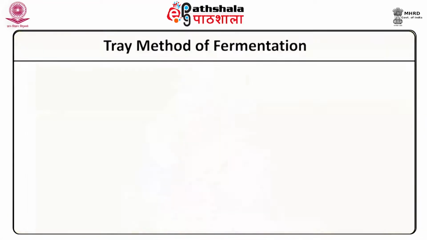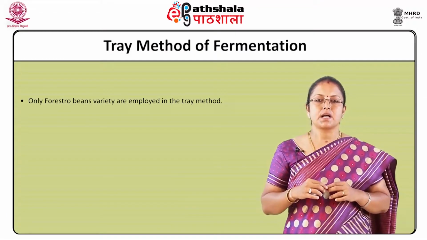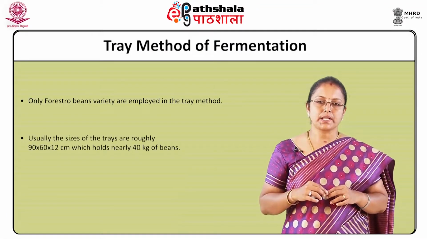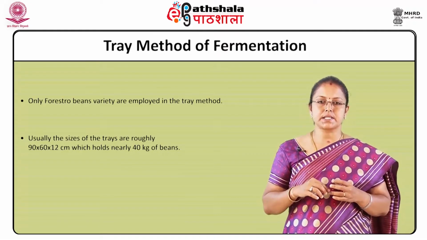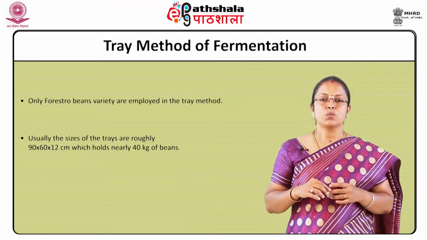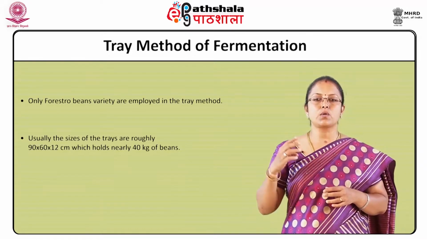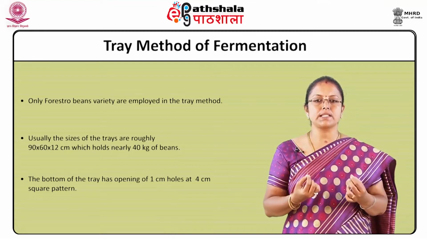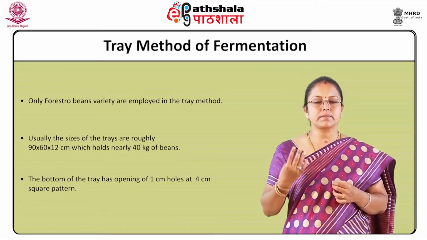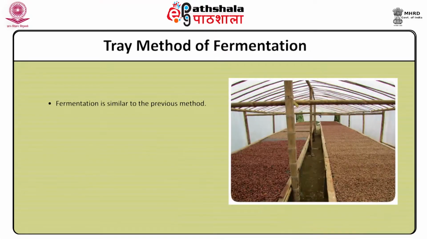The next method is known as the tray method, where only Forastero beans are employed. Usually, the sizes of the trays are roughly 90 by 60 by 12 centimeters, which could hold nearly 40 kilograms of beans. The bottom of the tray has an opening of 1 centimeter holes in a 4 centimeter square pattern. Fermentation is similar to that of the previous method, but this process is faster and it is completed in 4 to 5 days.